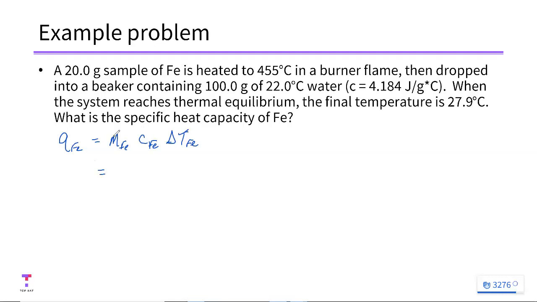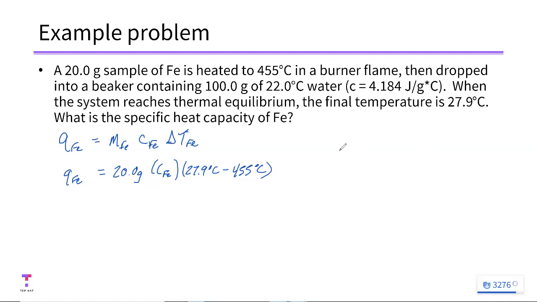And with the exception of the specific heat, we know these: 20.0 grams. We don't know C, but we know that delta T, 27.9 degrees Celsius minus 455 degrees Celsius. We know those things. Problem is, we don't know how much heat went into the iron or came out of the iron, and we don't know the specific heat.